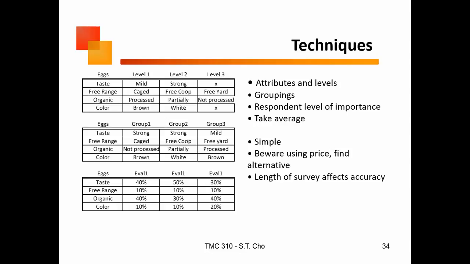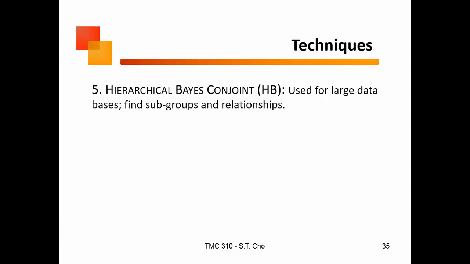An example of this kind of conjoint is, as you can see, I have eggs and I have different levels. And so the variables I'm looking at: is it about taste, is it about free range, is it about organic, or is it about color? Based on these groupings, I ask respondents the level of importance of these variables. And so I can figure out, is taste the biggest driving factor, is it free range eggs, and so on and so forth. And so I can get the data out from that.